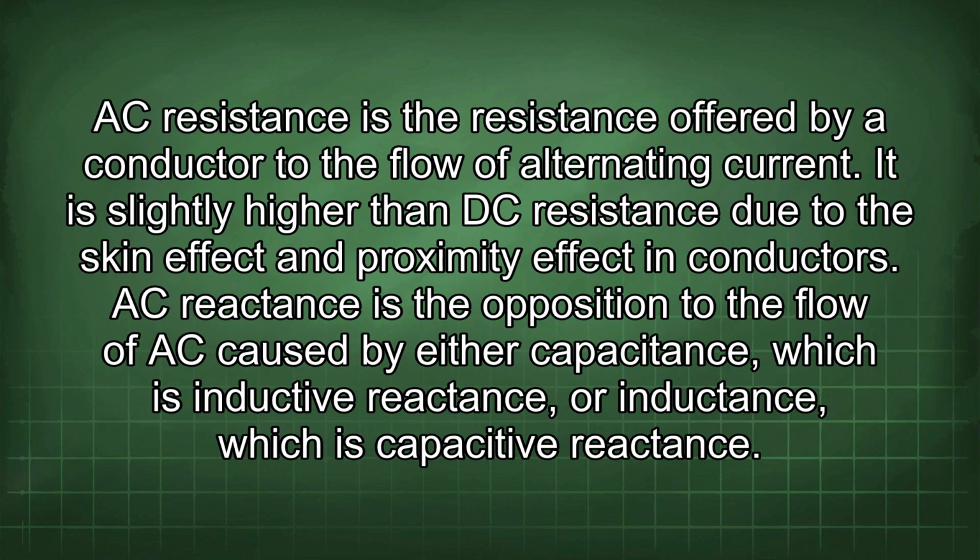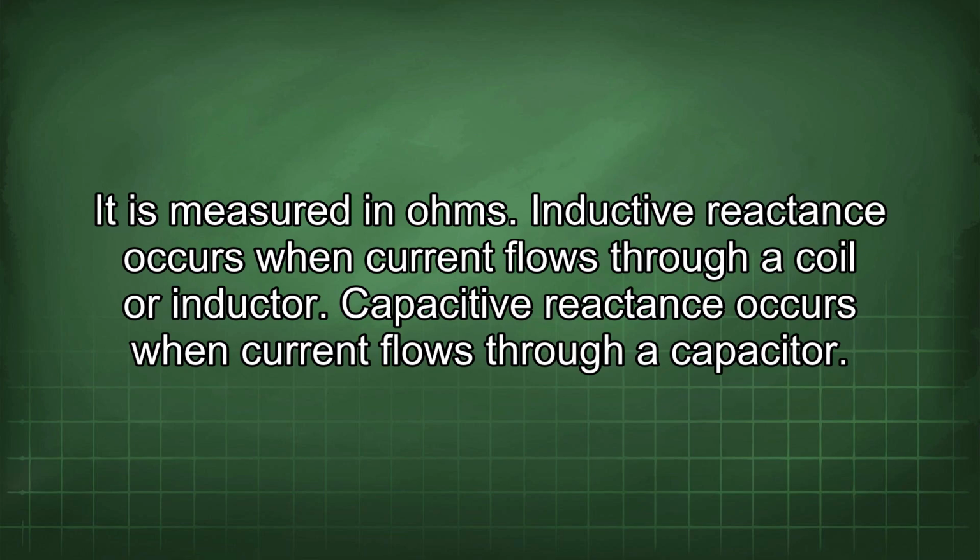AC resistance is the resistance offered by a conductor to the flow of alternating current. It is slightly higher than DC resistance due to the skin effect and proximity effect in conductors. AC reactance is the opposition to the flow of AC caused by either capacitance, which is capacitive reactance, or inductance, which is inductive reactance. It is measured in ohms.